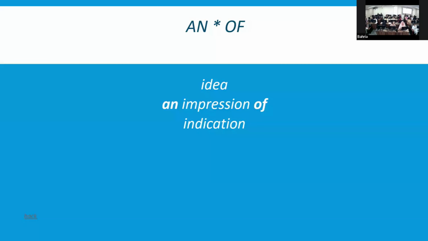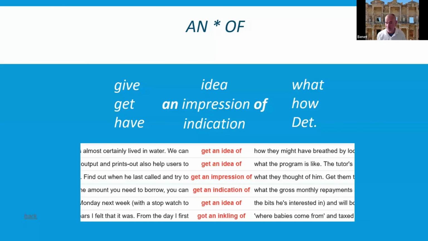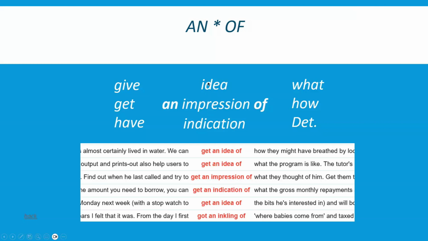You'll notice that these words are similar in meaning: idea, impression, indication. That's interesting in itself. But if you look a little bit wider, you'll notice that certain other verbs occur with it: get, give, or have. And certain other patterning occurs afterwards, in this case WH words or determiners.